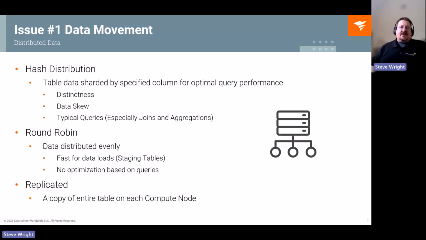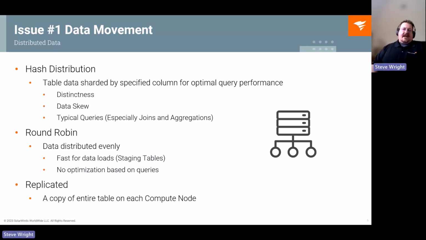All of this tends to be an iterative process, right? So when I talk about identifying these issues and resolving them, it's something you're probably going to iterate through over time to identify those issues that might pop up as things change. So obviously with your hash distribution, one of the first things you want to consider for that distribution key is the distinctness of the data.